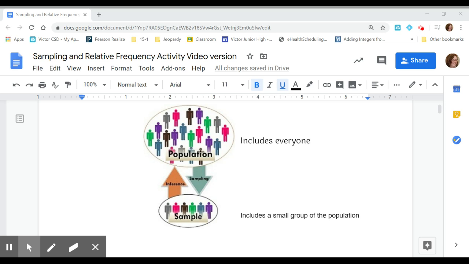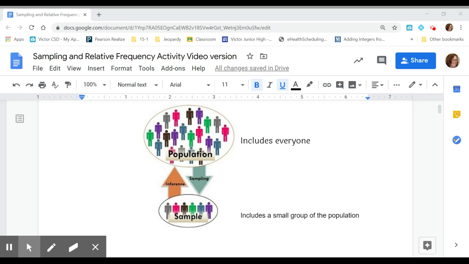So the example you've been working with is helping us decide which form of sampling is the best for our situation. So first we need to understand what a sample is. As you can see in the picture here, a population includes everybody, and a sample is just a small group of the population. For example, the population might be everyone at Victor Junior High, and then a sample might just be the Red 7 students.